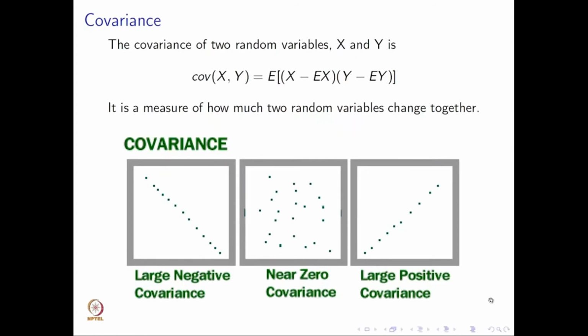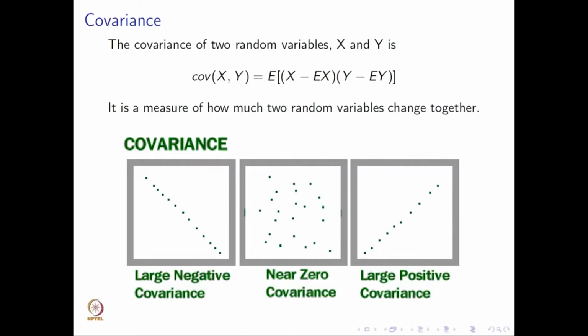The covariance of two random variables x and y is covariance of x comma y equals expectation of (x minus expectation of x) into (y minus expectation of y). Remember that the variance of a random variable x is nothing but the second central moment. Thus, the variance of a random variable measures the amount of separation in the values of the random variable when compared to the mean of the random variable.